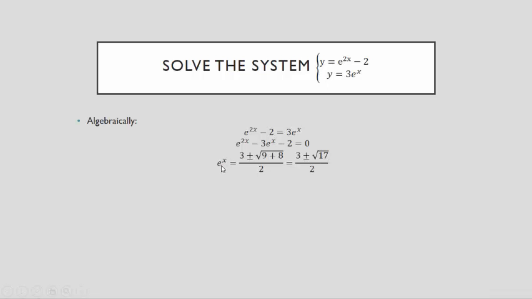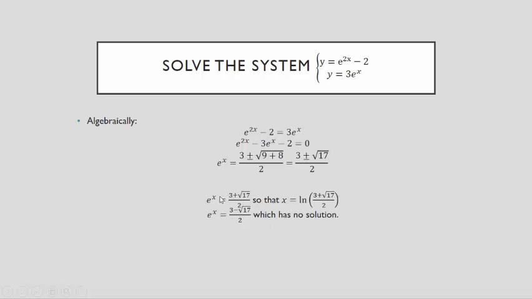I now have two equations. e to the x is equal to this right-hand side with the positive, or e to the x is equal to this right-hand side with the negative. Something I want to point out, 3 minus the square root of 17. Now since the square root of 17 is greater than the square root of 16, which is 4, I know that if I use that minus, it would give me a negative number in this numerator. e to the x cannot be less than 0, so that would not result in any solution set.